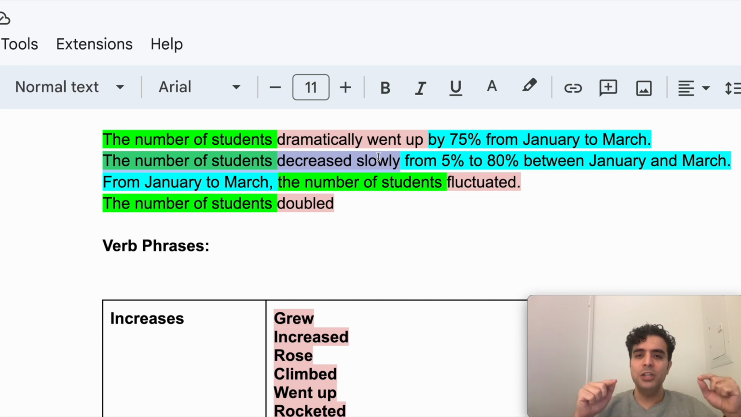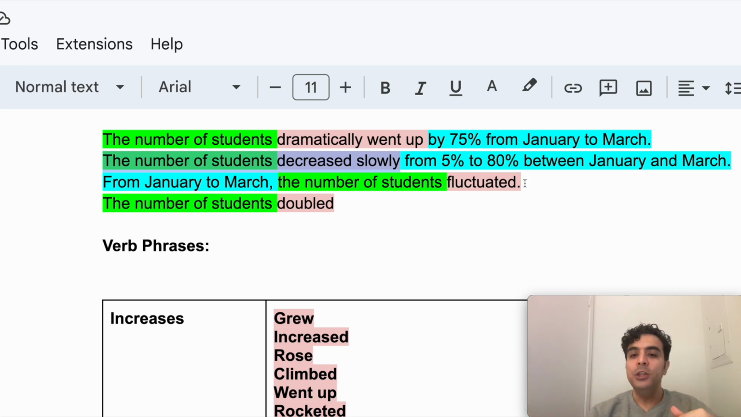Because fluctuation is essentially a variable that starts at a point, goes up and down, up and down, and then reaches about the same amount. If it goes up, that's an increase accompanied by fluctuation. If it goes down, that's a decrease accompanied by fluctuation. We are describing a fluctuation that happens around a central point.